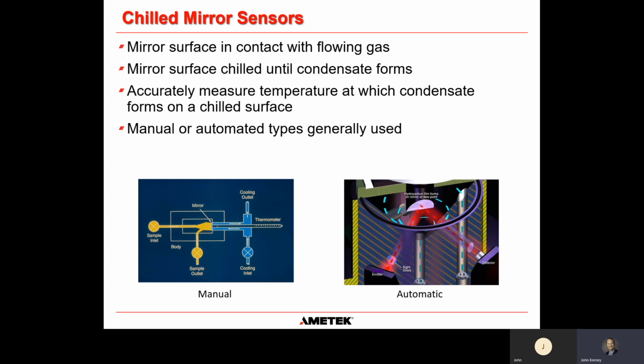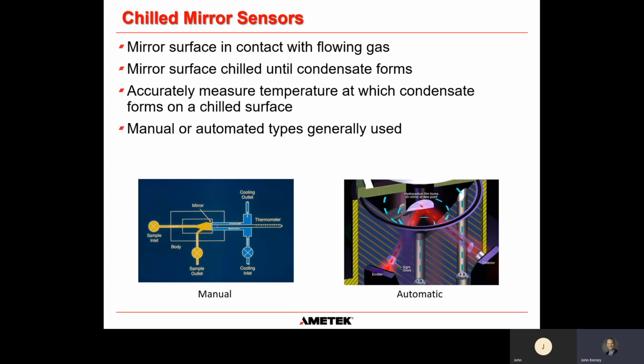And what happens on the backside of the mirror is there's some mechanism to cool the mirror temperature. In the case of the manual device, you're using cooling gas, such as CO2 or propane, to cool the temperature of the mirror down. In the case of the automatic version, you're using an electronic cooling mechanism called a Peltier generator to cool the temperature of the mirror down. And literally on a chilled mirror device, as you cool down the mirror, water molecules in the gas that you're measuring will begin to drop out as water droplets on the mirror itself. In the case of the manual device, you're going to be looking through the eyepiece and you're going to see dew literally forming on the mirror.